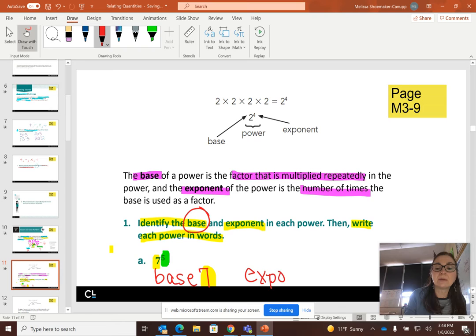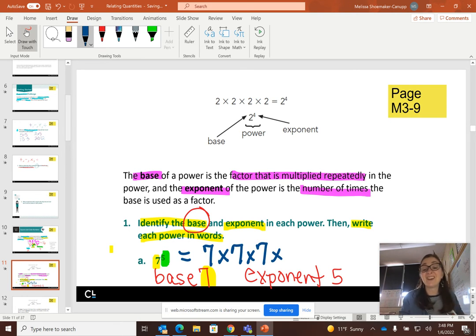Exponent is 5. So what does that mean when I write it out? That means I'm going to multiply 7 times 7 times 7. I'm going to do that how many times? 5 times.